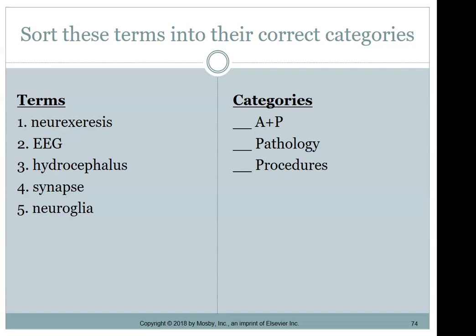Sort these terms into the correct categories. Categories are anatomy, physiology, pathology, and procedures. Your terms: 1. Neuroexeresis, 2. An EEG, 3. Hydrocephalus, 4. Synapse, and 5. Neuralgia. Your A and P would be 4. Synapse, and 5. Neuralgia. Your pathology: hydrocephalus, 3. And your procedures would be neuroexeresis and EEG.